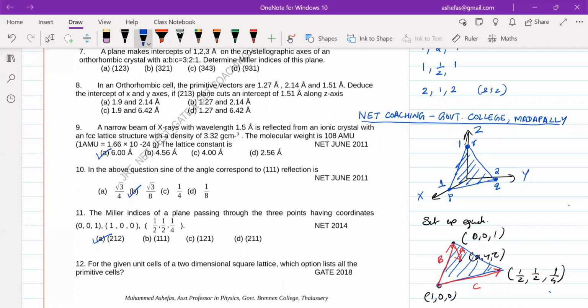So that's all about the discussion about the crystal lattice.